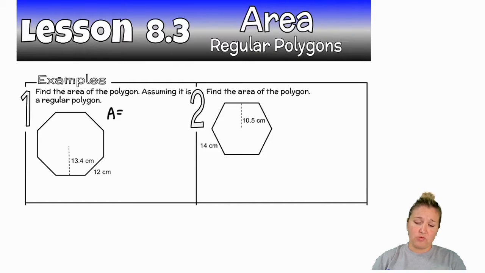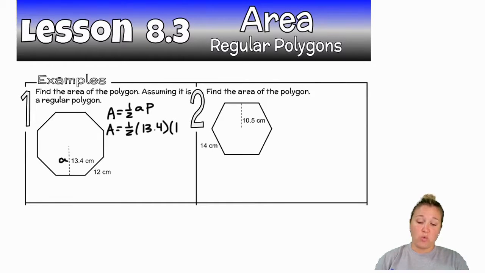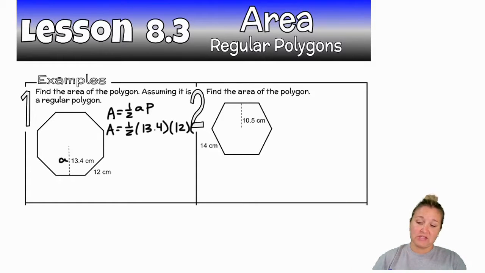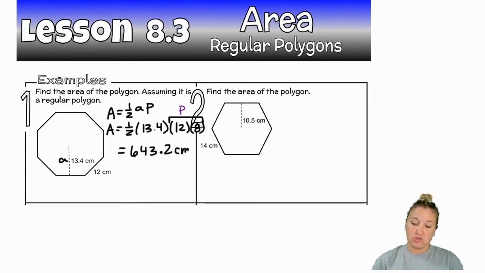Remember that area is equal to 1/2 times the apothem times the perimeter of the outside. So the area is going to be equal to 1/2. The apothem here is going to be 13.4. Now the perimeter is not just 12, just one side is 12. Well, if you count up all the sides, there are 8 sides. So I'm going to multiply that by 8. This 12 times 8, this is the perimeter. So make sure you note that there. And then multiplying all of that out together, I get 643.2, and this is still centimeters squared. And that is the area there.